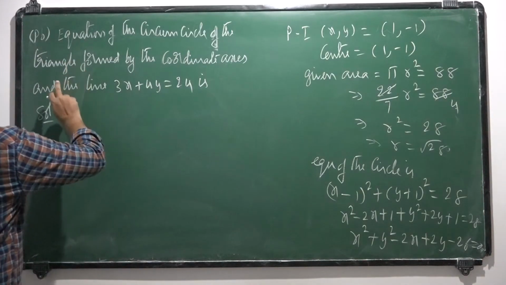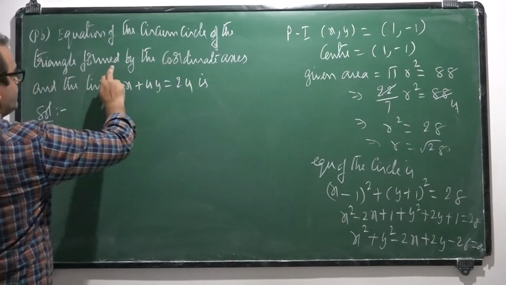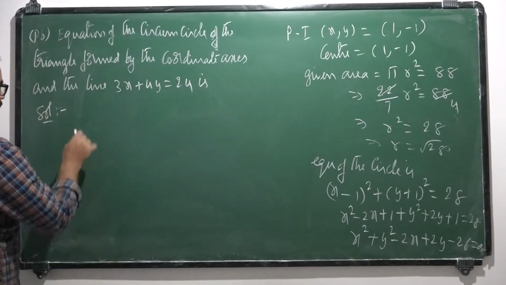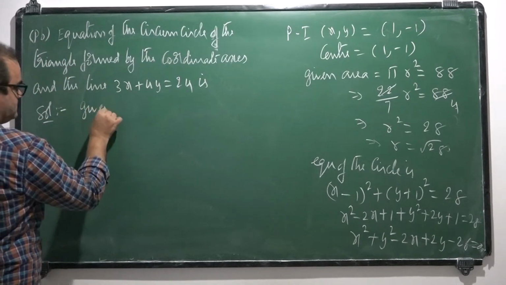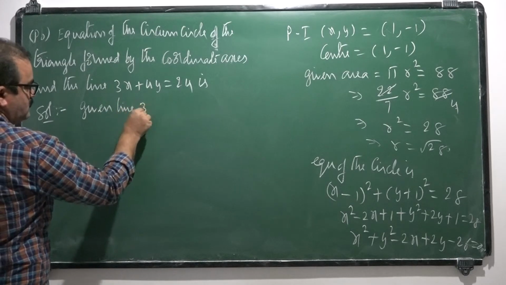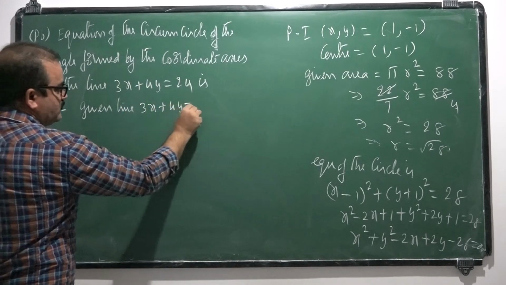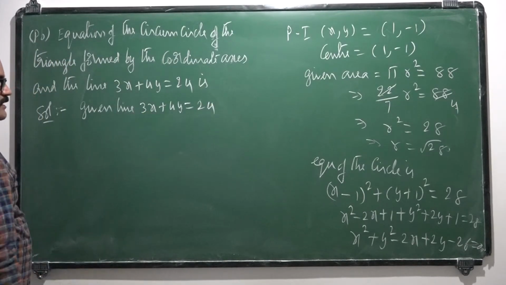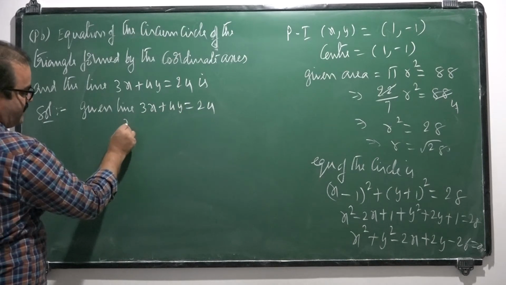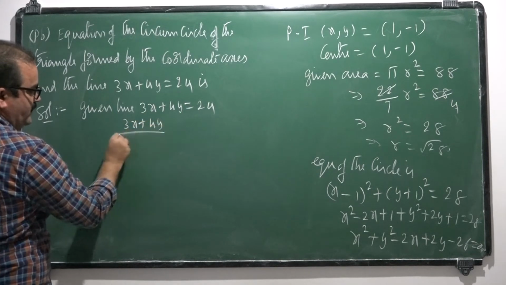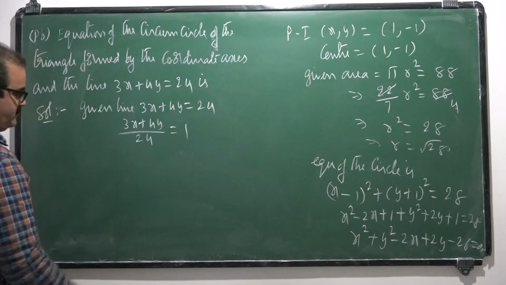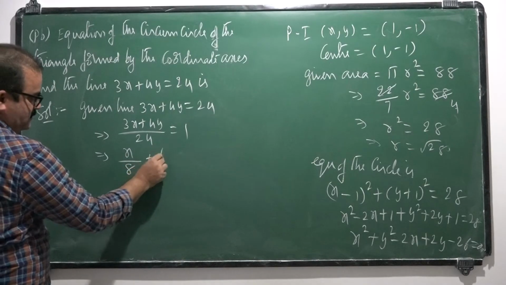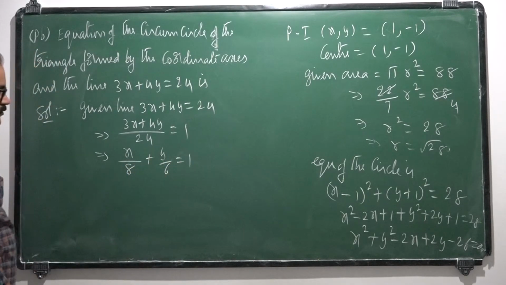First of all, we construct a triangle formed by the coordinate axis and the line 3x plus 4y is equal to 24. What is the given line here? 3x plus 4y is equal to 24. Reduce this equation into intercept form, write it as 3x plus 4y by 24 is equal to 1. Divide separately. x by 8 plus y by 6 is equal to 1.